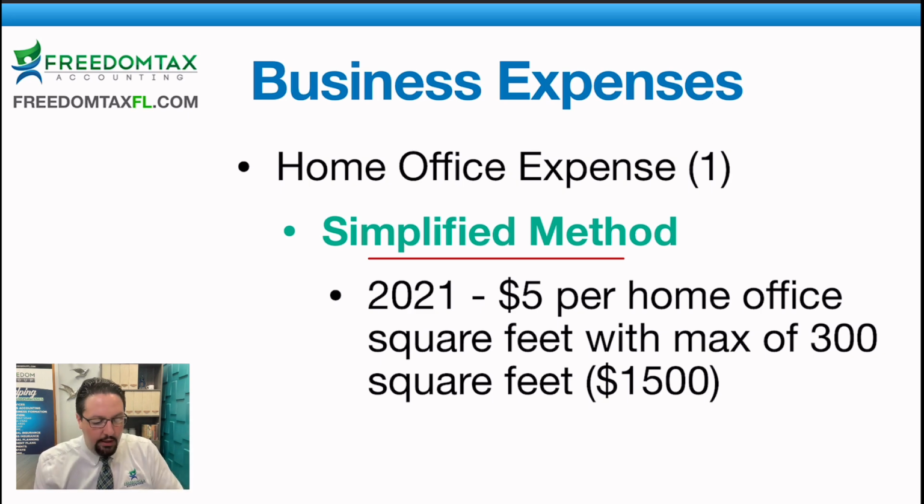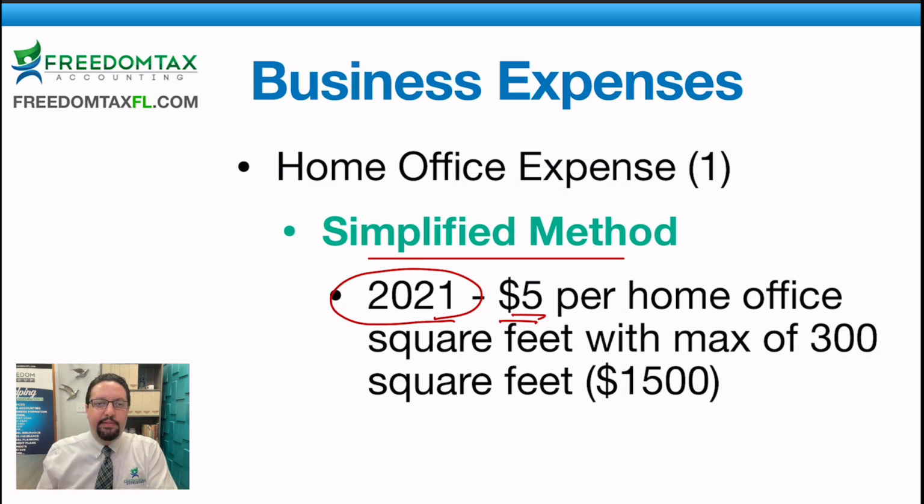standard formula. For 2021, once again, these change every year, so you need to check what's the formula for the year you're filing taxes. For 2021 it is $5 per home office square foot, with a maximum of 300 square feet. So basically a maximum of a $1,500 simplified method home office tax deduction. So basically, measure your home office space and find out the dimensions, the square footage.